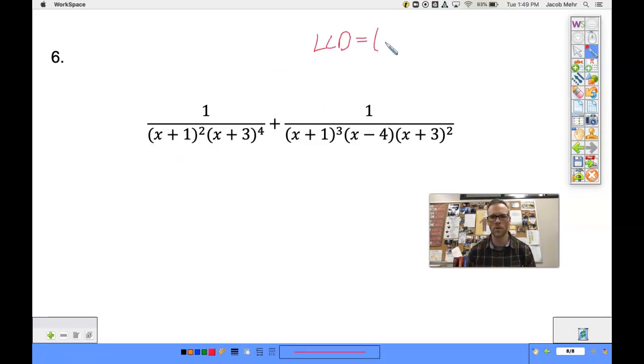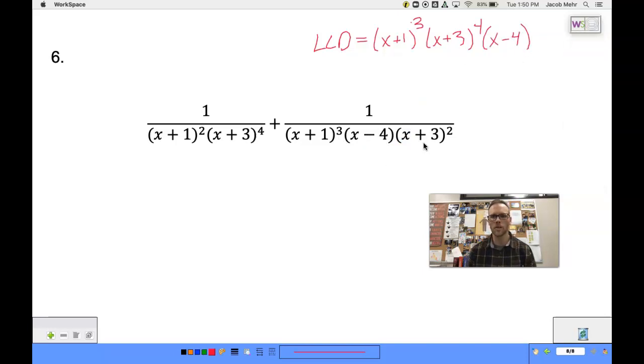So taking a look, x plus 1 squared needs to go into it. X plus 3 to the fourth needs to go into it. X plus 1 cubed needs to go into it. Well, we have an x plus 1 squared, but we need actually 3 of the x plus 1s. Now, does x plus 1 squared still go into this? Yes, there's still an x plus 1 times x plus 1. But we actually need 3 of the x plus 1s to make sure that our cubed is in there. X minus 4, we don't have one of those yet. Okay. X plus 3 squared. Do we already have x plus 3 up there squared? Yes, we do. We have x plus 3 to the fourth, which is x plus 3, x plus 3, x plus 3, x plus 3, so there is an x plus 3 squared. That's our LCD.